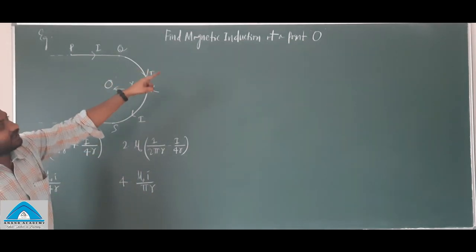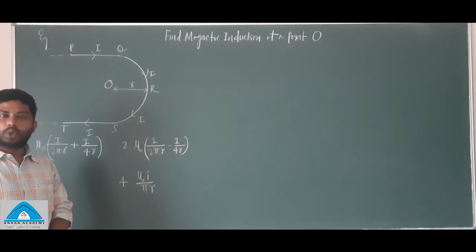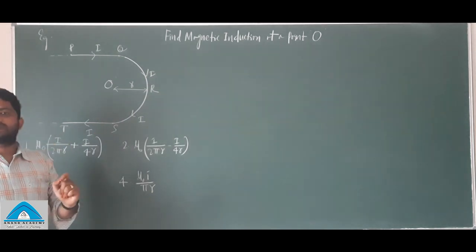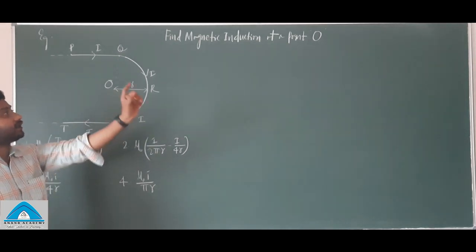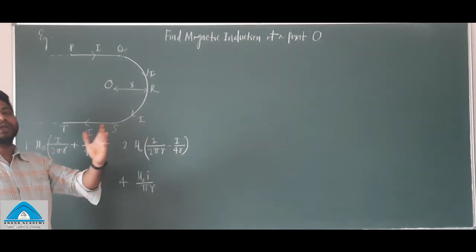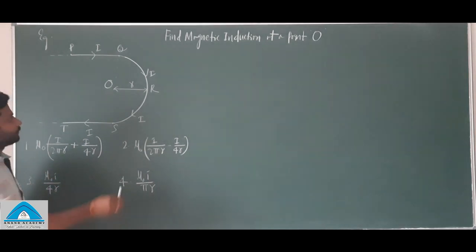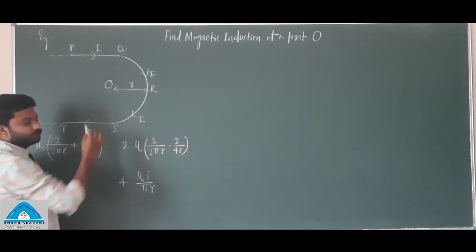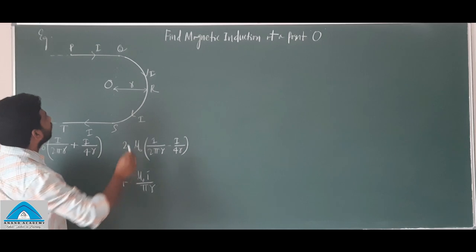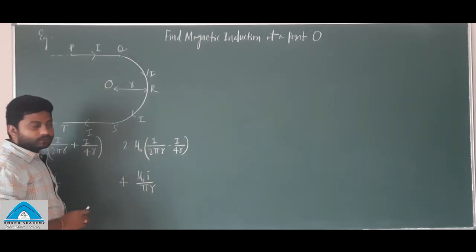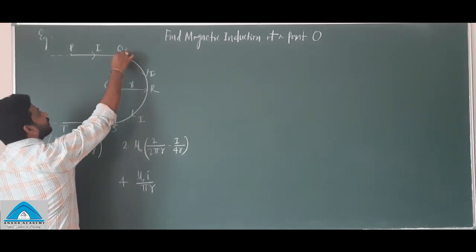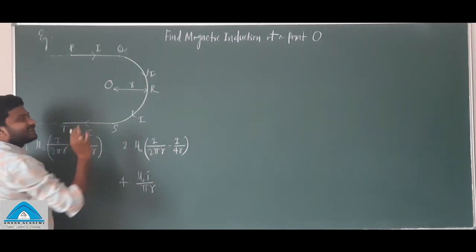Find the magnetic induction at a point O. Magnetic induction means the magnetic field intensity at point O. Where is the point O in this diagram? So this is the point O. Clear? Now, there is a wire PQ given, and there is another wire QRS given.